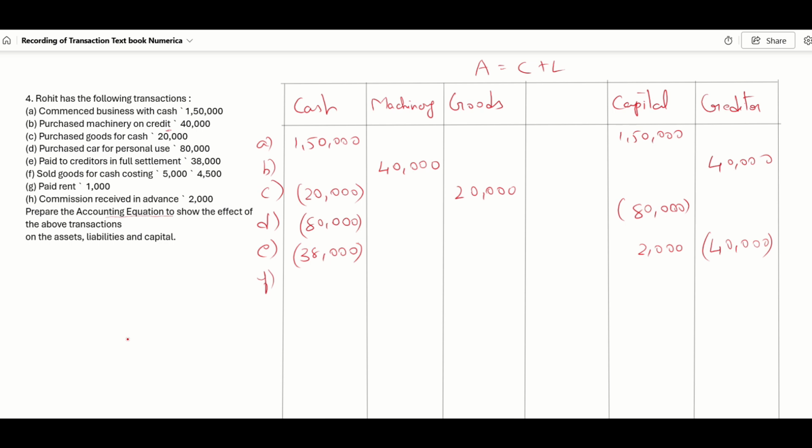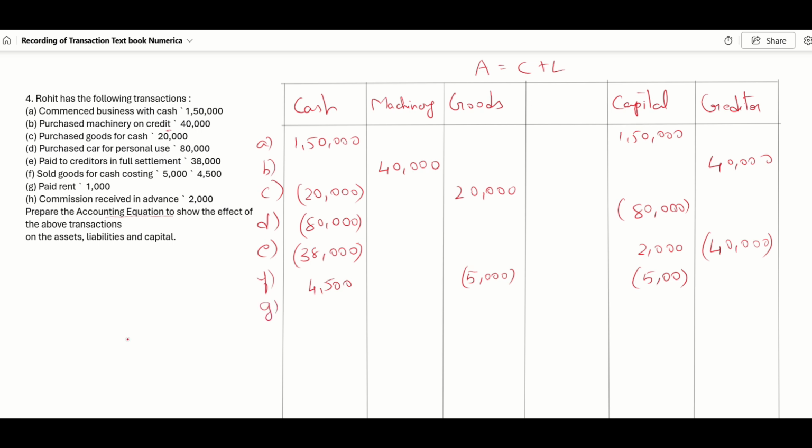Sold goods for cash costing 5,000 for 4,500. So they have sold at a loss. So 5,000 worth of goods we will reduce. It's a cash sale, so 4,500 is coming in as cash, and the 500 loss we will deduct from the capital account. So if you see net here, minus 5,000 plus 4,500, on the asset side there is a decrease of 500 rupees. On the capital or liability side also, there is a decrease of 500 rupees.